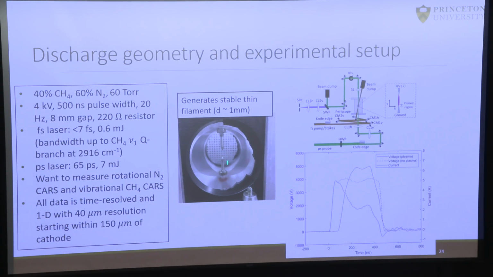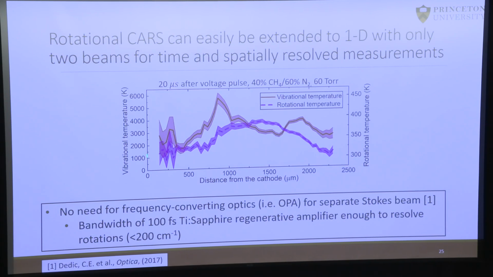So here is the experimental setup, initially set up at Sandia. They use two pin-to-pin electrodes housed in a chamber, with a probe laser and a pumping laser, and they create a CARS signal that you can measure. Here, the vibrational temperature we measure is about 2,000 to 5,000 degrees, and the rotational temperature is between room temperature and about 375.